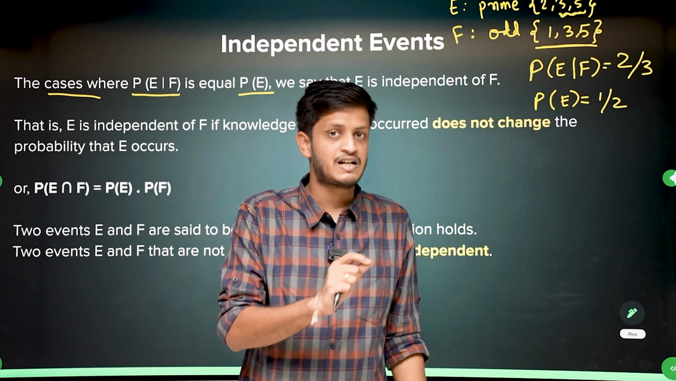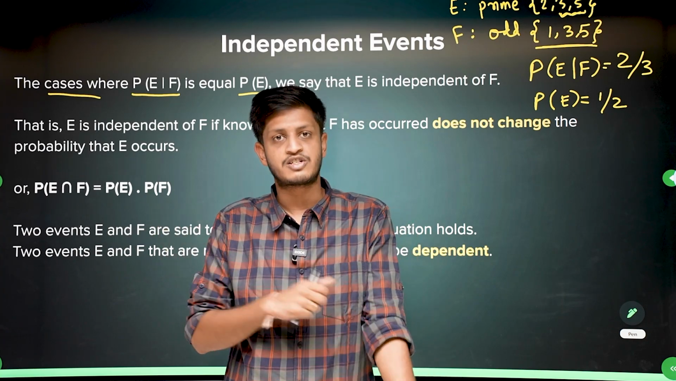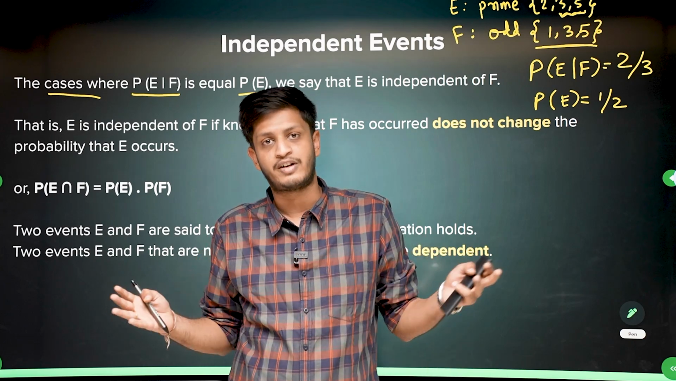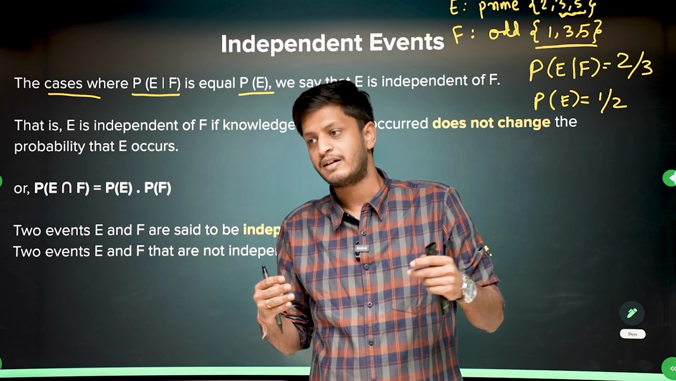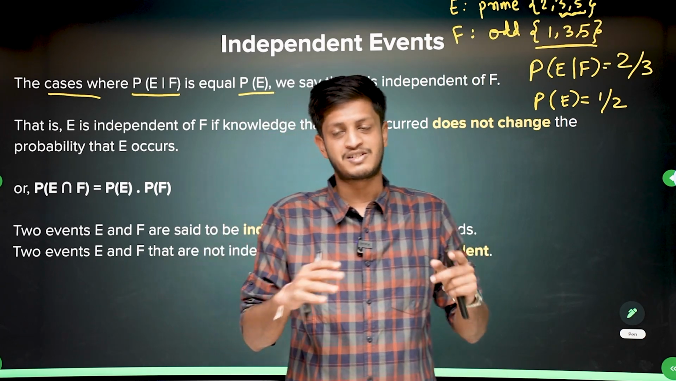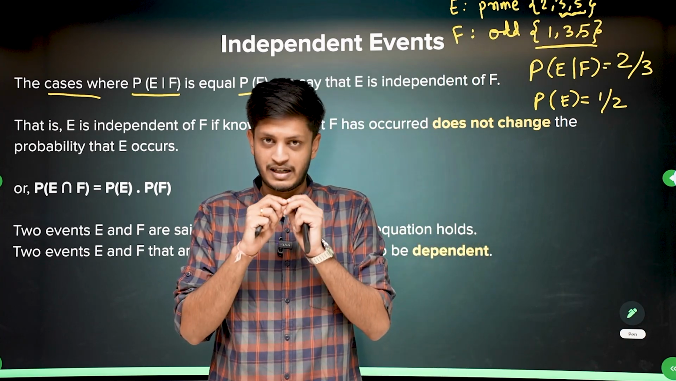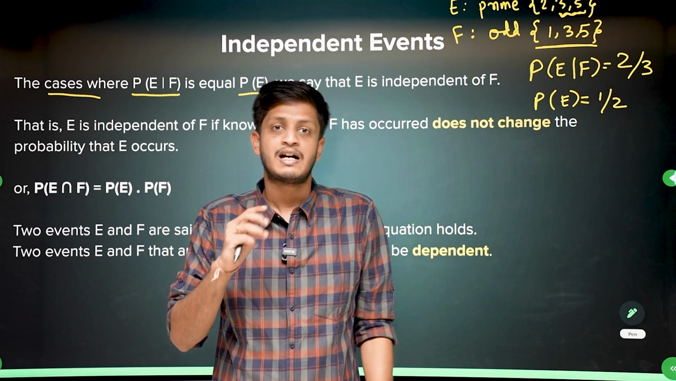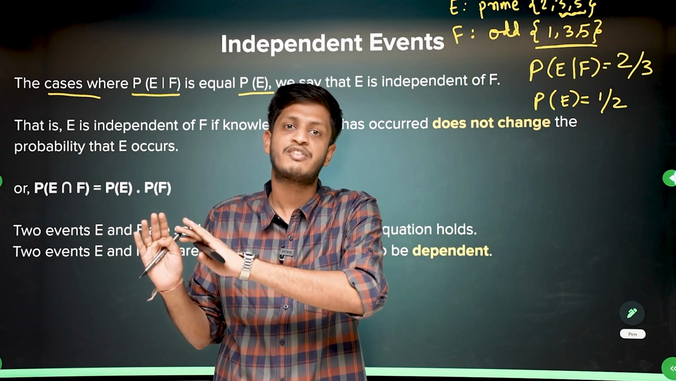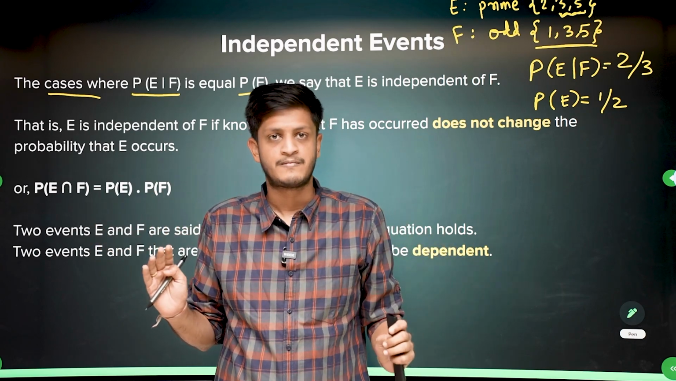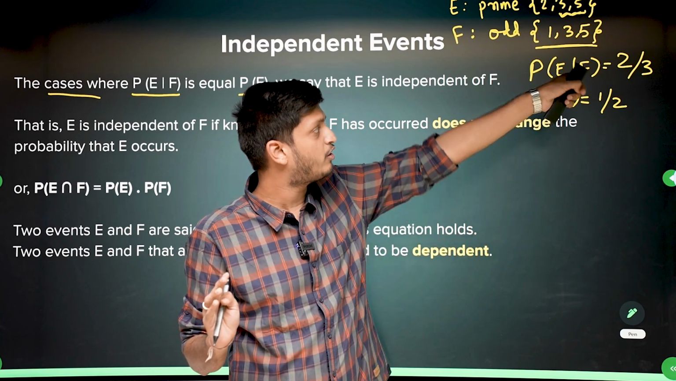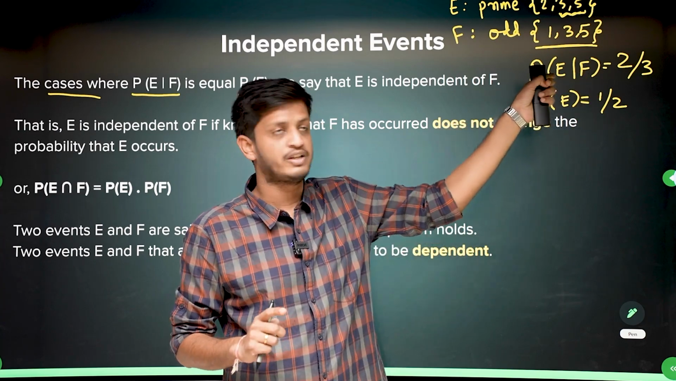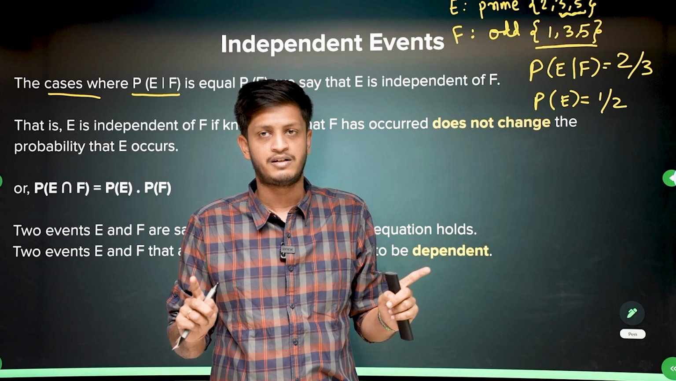But independent events are different, and we will later see in this lecture that they are actually very different. If two events are exclusive, they can never be independent. We will see that. So they are different notions. Exclusive means they have nothing in common. Independent means the happening of one event doesn't affect the probability of the other event. Like this, here the happening of F affects the probability of E, so that's why they are not independent.